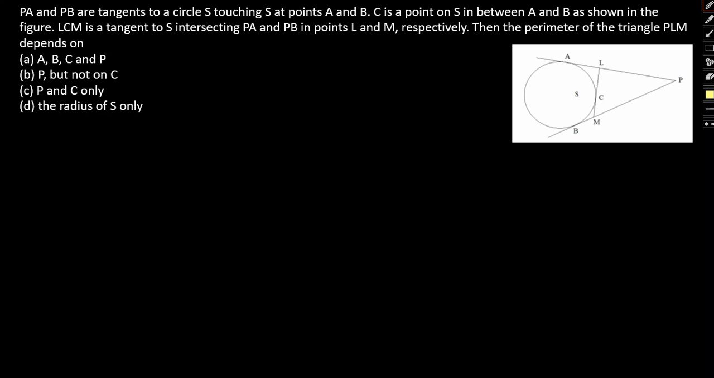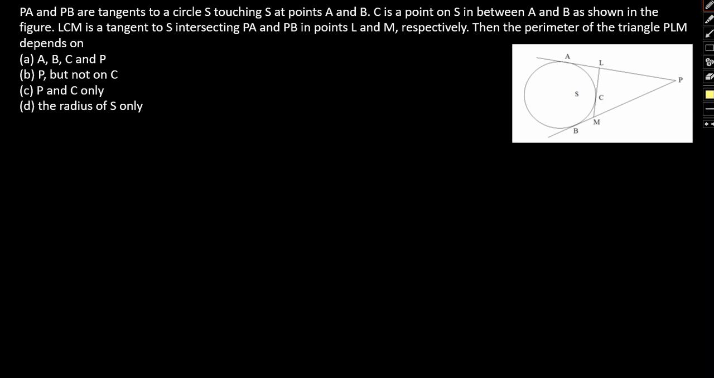So the first question here is: PA and PB are tangents to the circle S touching at points A and B. C is a point on S in between A and B as shown in the figure. The tangent to S at C intersects PA and PB at points L and M respectively. Then the perimeter of the triangle PLM depends on... So we need to look at the perimeter of the triangle.